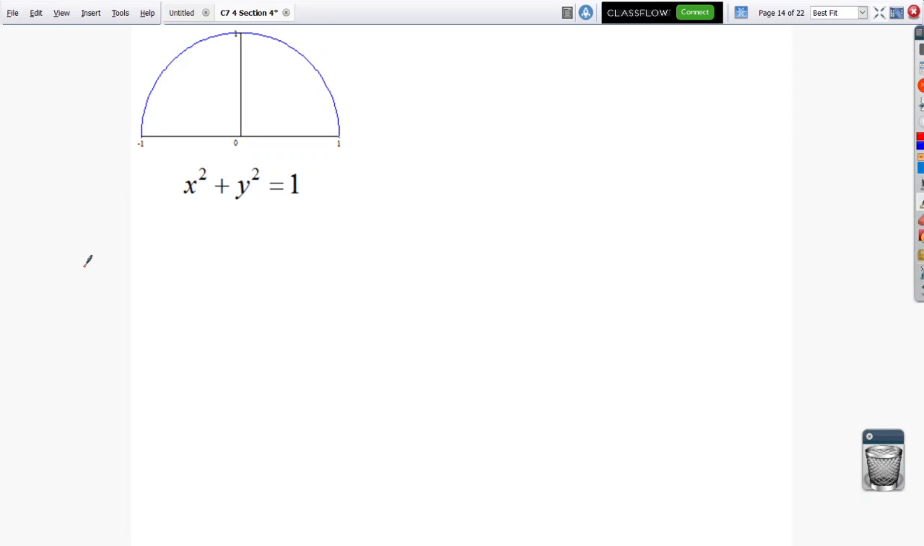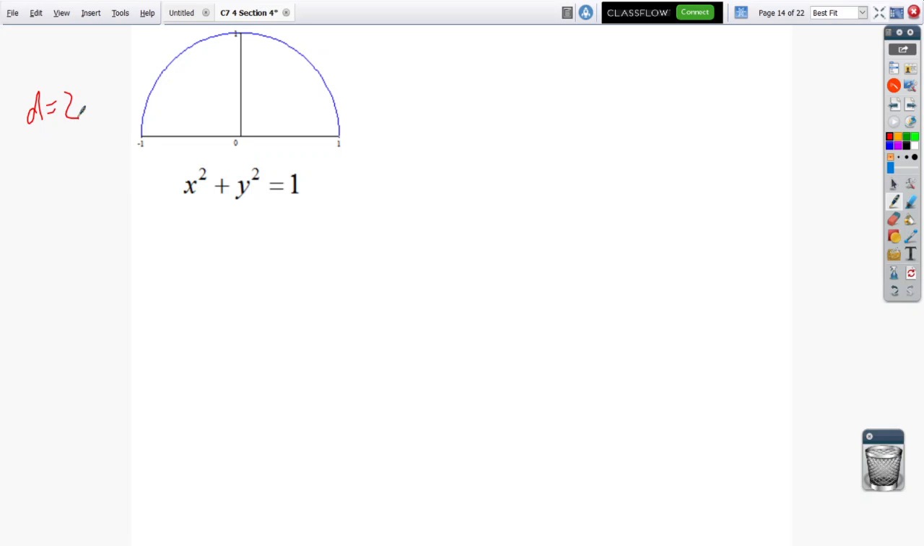Looking here, we want to find the arc length of the entire blue curve right here. So first off, we do know our linear distance; we can actually count it off right here. Our linear distance in this problem is just going to be 2. So we know that our answer has to be bigger than 2.